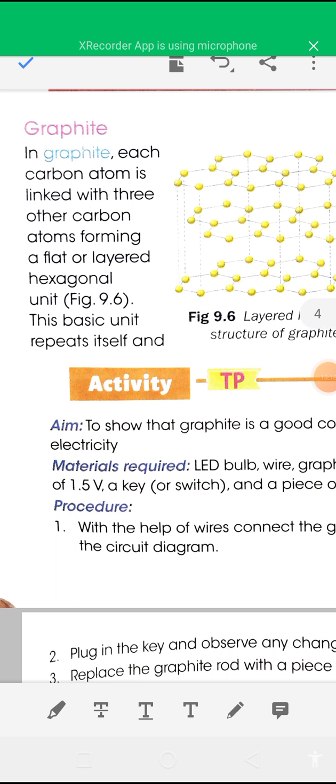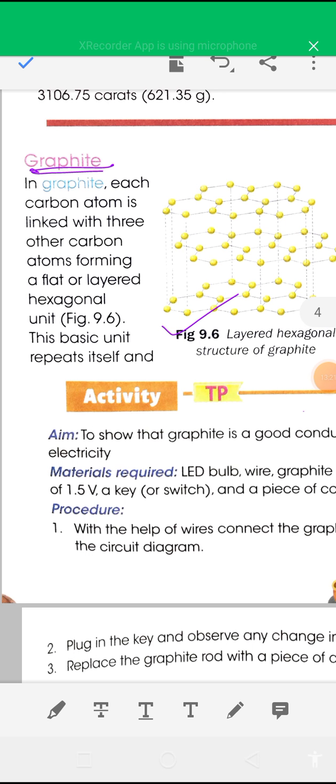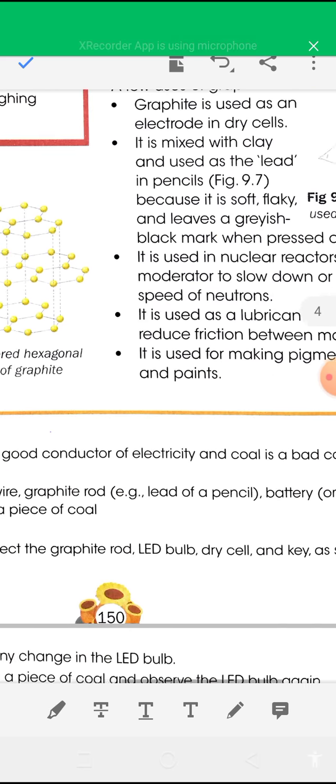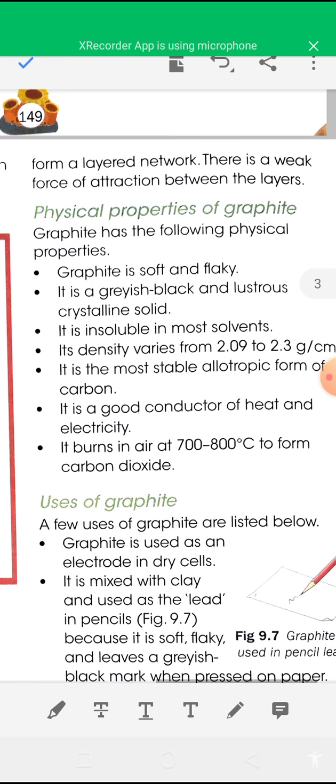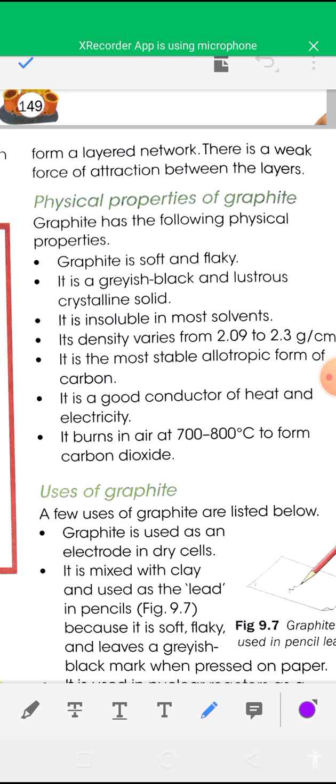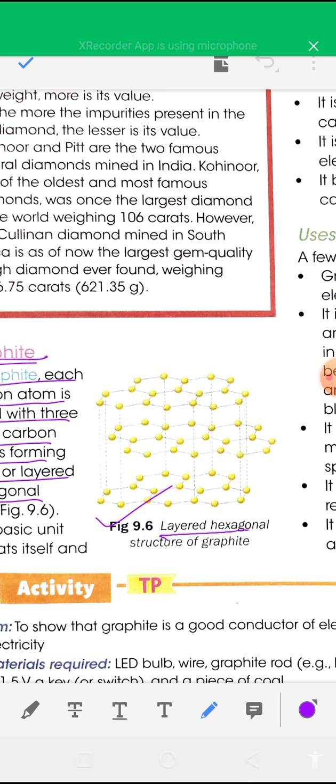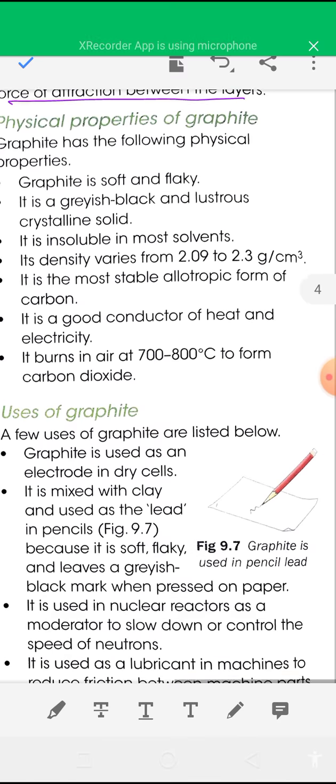Each carbon atom is linked with three other carbon atoms, forming a flat or layered hexagonal unit. This basic unit repeats itself and forms a layered network, and there is a weak force of attraction between the layers. So the structure of graphite is a layered hexagonal structure. Remember this term, layered hexagonal structure.